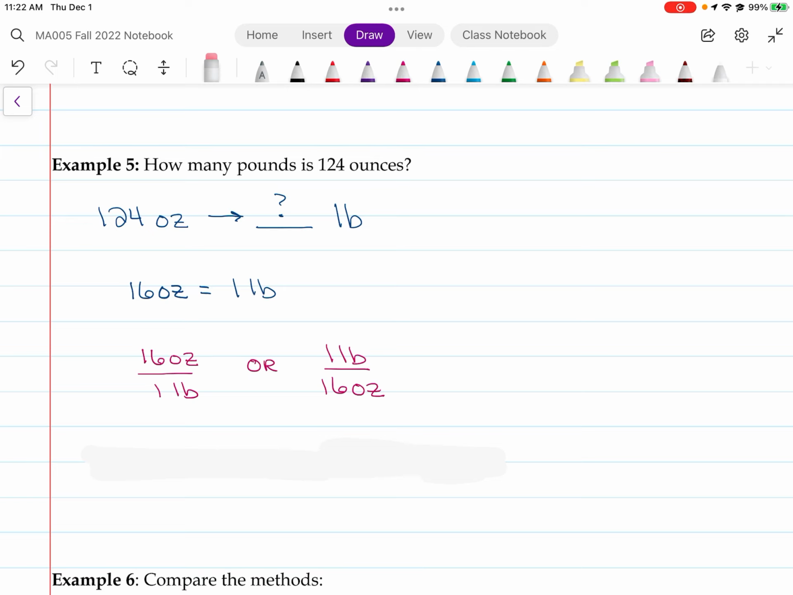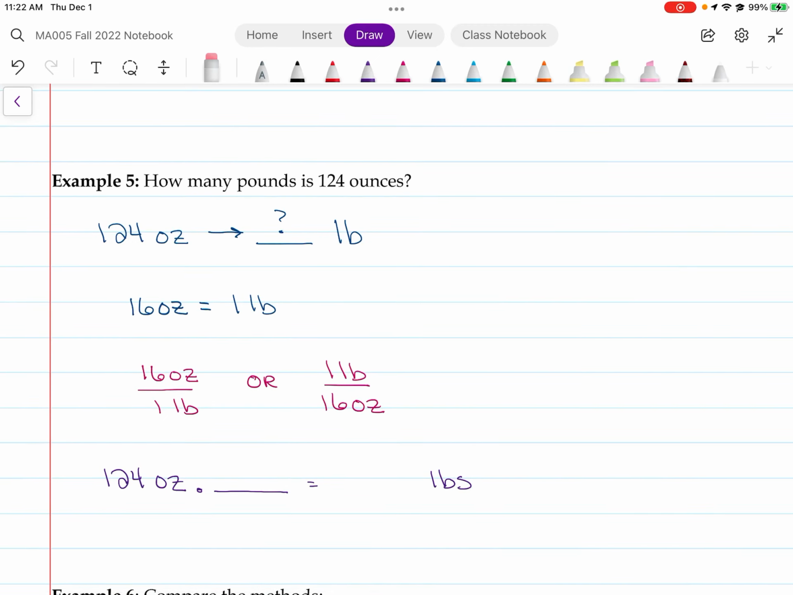All right, so let's set up our math sentence that we're going to fill in. 124 ounces times some conversion factor equals how many pounds? Pick which one you think we're going to use. Hopefully you see that it's ounces on the bottom and pounds on the top. So 1 pound per 16 ounces. The ounces are going to cancel out and we are going to be left with pounds on top. 124 divided by 16, if you put it in your calculator, is 7.75 pounds.